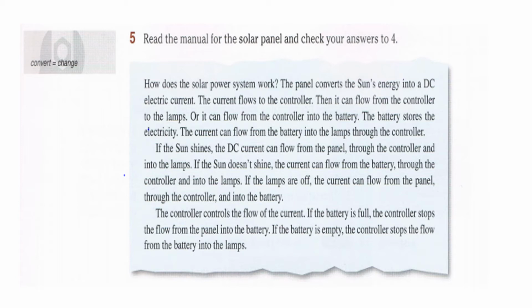The controller controls the flow of the current. If the battery is full, the controller stops the flow from the panel into the battery. If the battery is empty, the controller stops the flow from the battery into the lamps. Okay, now we have read the passage, which explains how the system works. I ask you please to pause the video, try to find answers to the three situations, and then come back to check the answers.